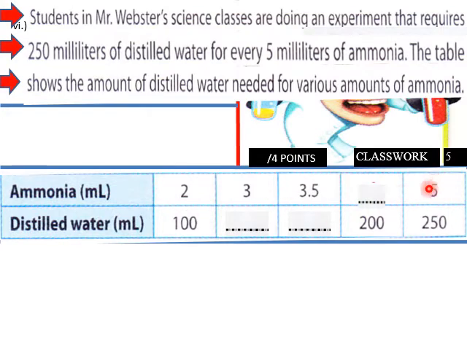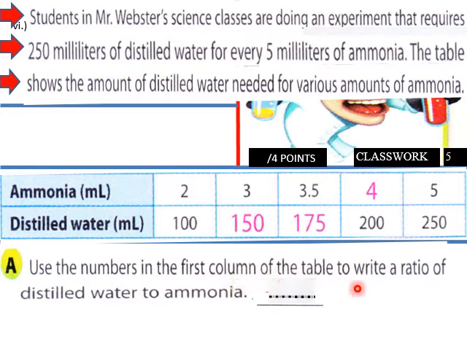We have 5 here, yes. So for every milliliter, we have 50 milliliters of distilled water. That's the relationship here. So for 3 milliliters of ammonia, 150, 3.5 would be 175. What's 50 times this? 50 times that, 50 times that. And 50 times what equals 200? It would be 4 here.